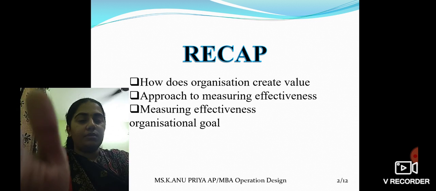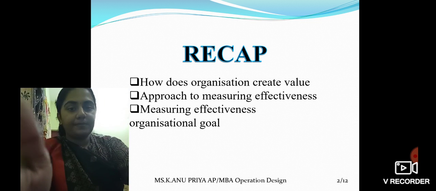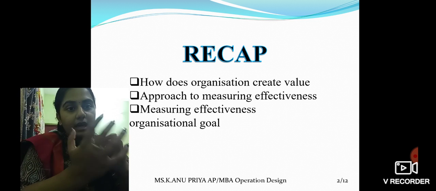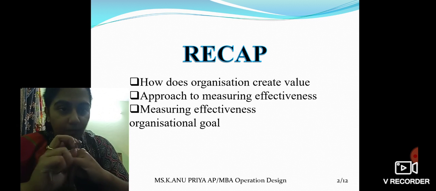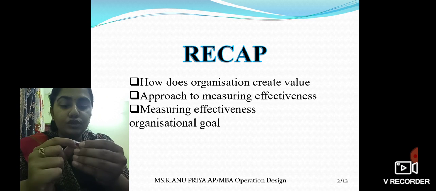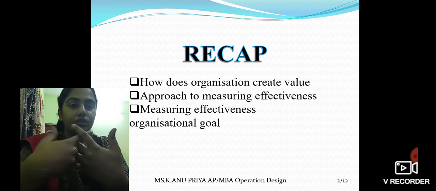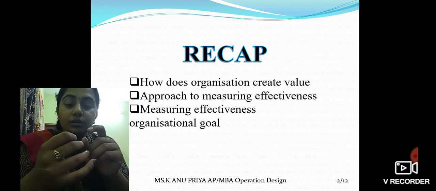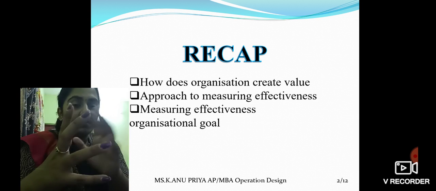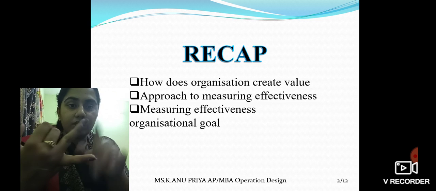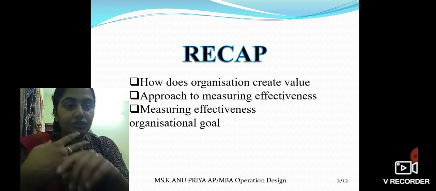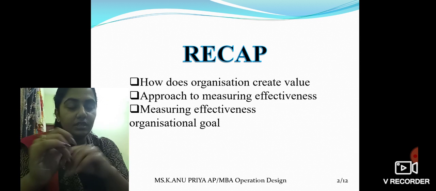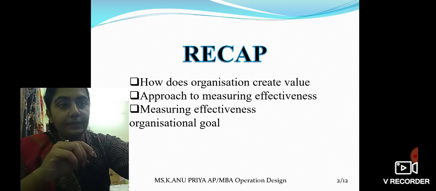We have a small recap of what we had in the last class. How does an organization create its value, what are the approaches to measure effectiveness, and measuring effectiveness against organizational goals. These three things we came across. An organization creates its value by some standards and applications. The approaches are the internal approach, external approach, and technical approach. Next is measuring effectiveness, of the organizational goal. So this is the short note.